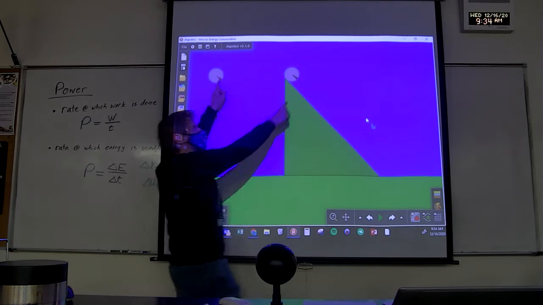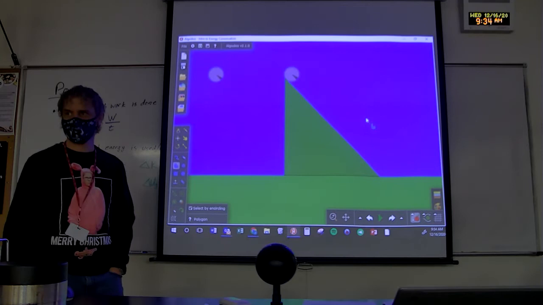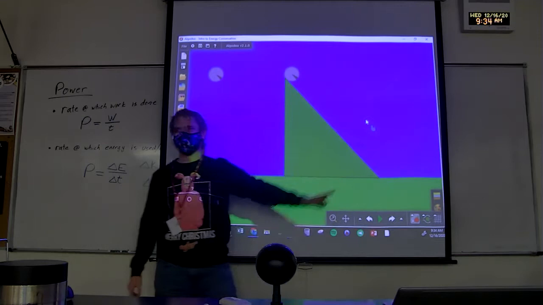Unless there was friction. If there's friction, now friction is going to do negative work, and that's going to reduce the total amount of mechanical energy. Yeah, exactly. And so then you would expect this guy to not have the same speed when he got to the ground. Yeah. This works in reverse, though.